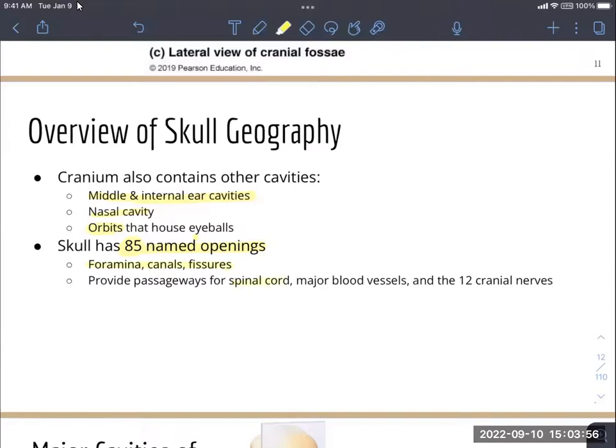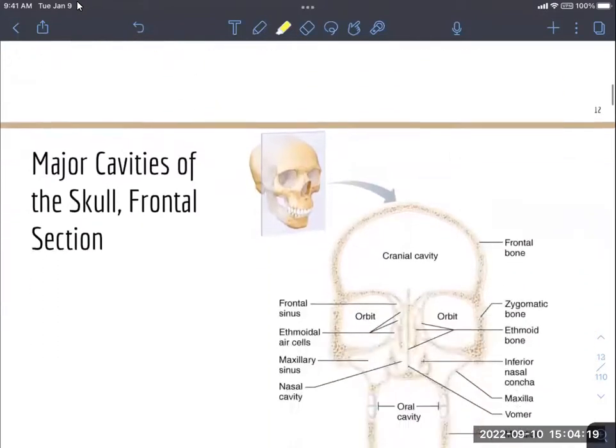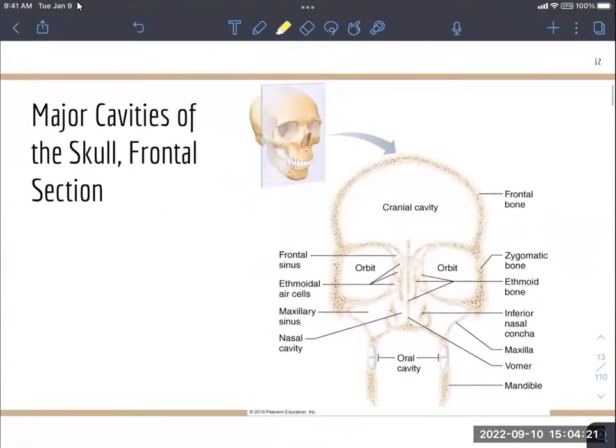It's where the spinal cord comes out of the skull. Blood vessels go in and out. We also have cranial nerves. When we get to the nervous system, we'll go into a lot more detail about what those do, but there are 12 cranial nerves that come out through some of these openings in the skull. So here are the different cavities. We have our cranial cavity at the top. Here are our orbits. Here's our oral cavity. It's a slice through the front of the face here.